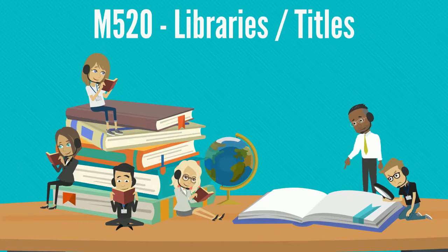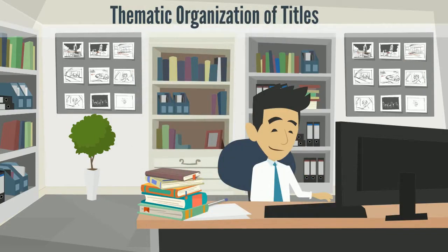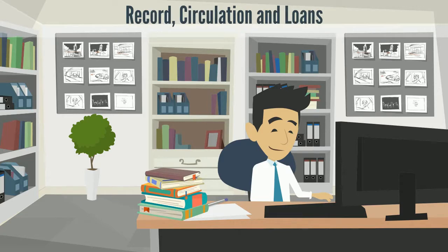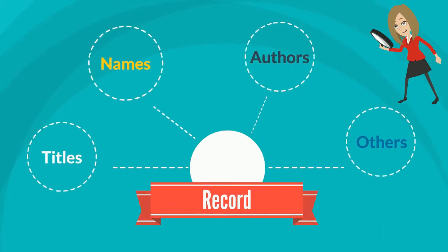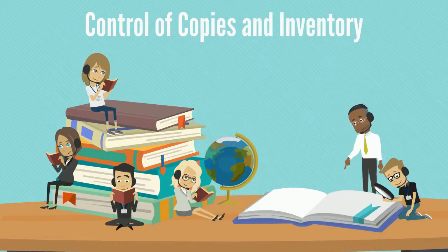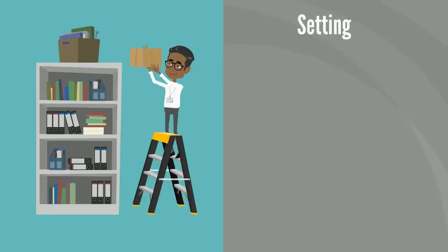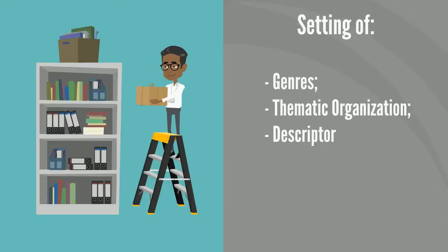M520. Libraries, titles. This module is aimed at the management of libraries and titles in general, from the thematic organization to the record of titles, their circulation and their loans, highlighting the record of titles in general and their connection with names, authors and others. Control of copies and inventory. Circulation and loans. Setting of genres, thematic organization and descriptors.